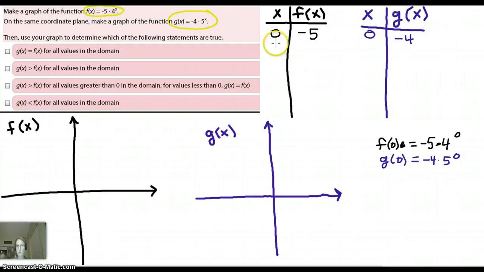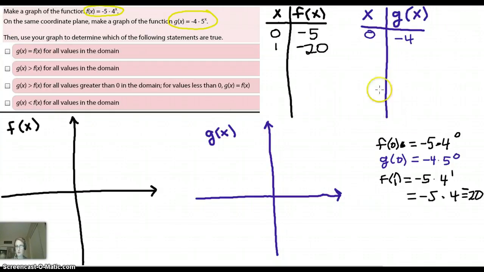Let's say when x is 1, what do we get? Well, that means f of 1 is equal to negative 5 times 4 to the first power. Anything to the first power is just itself. So this is equal to negative 5 times 4, which is equal to negative 20. So when x is 1, we get a negative 20 for f of x, or our y value is negative 20.